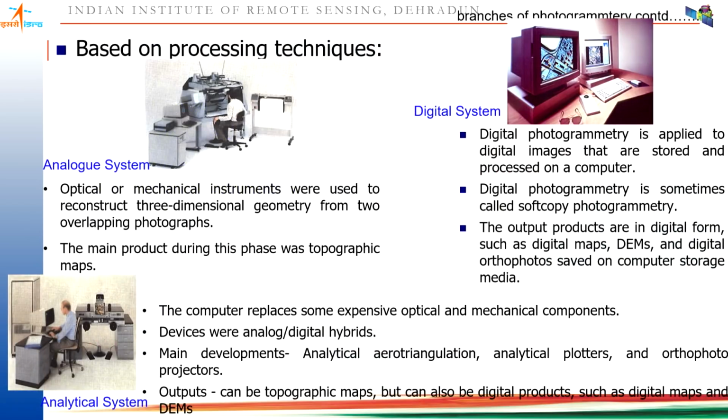Based on the processing technique, photogrammetry is again of three types: analog, analytical and digital. Nowadays, analog and analytical systems are not available. They are outdated. The entire photogrammetry is now digital in nature. Digital photogrammetry is applied to digital images, either aerial photographs in digital format or satellite images in digital format. Digital photogrammetry is also called soft copy photogrammetry. The entire inputs that we give are in digital format, and the outputs that we receive are also in digital format.